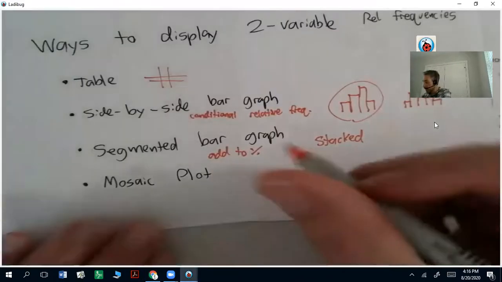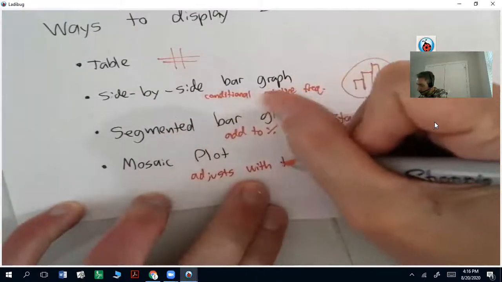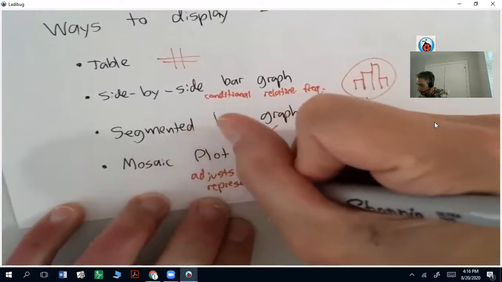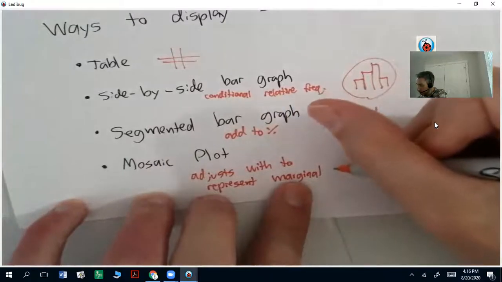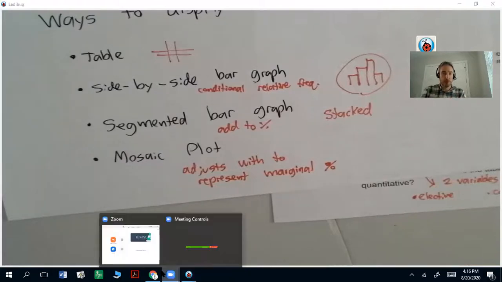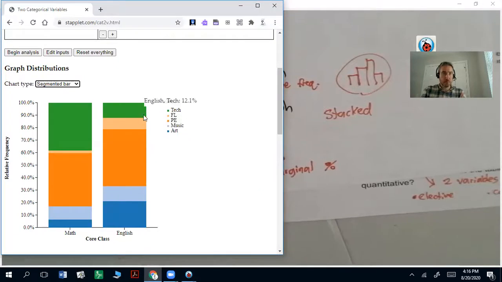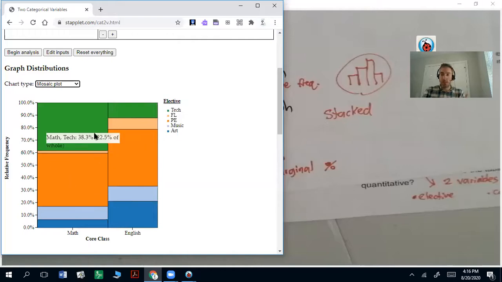And finally, a mosaic plot: adjust the width to represent marginal percentages. So at the very bottom of your columns, if there's more people in one column than another one, then that one should be a little wider. And you can adjust that. A lot of times that's just eyeballed if you're doing it by hand, but obviously a computer program is going to make sure that it is pretty accurate. So there are more people here in math.